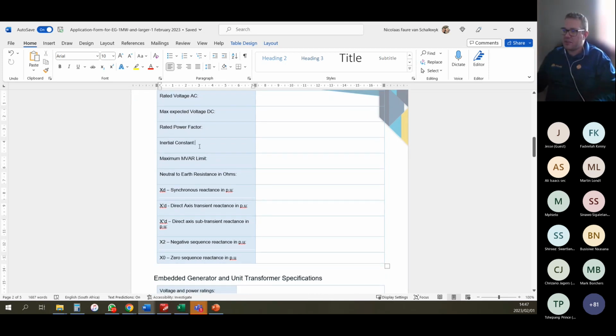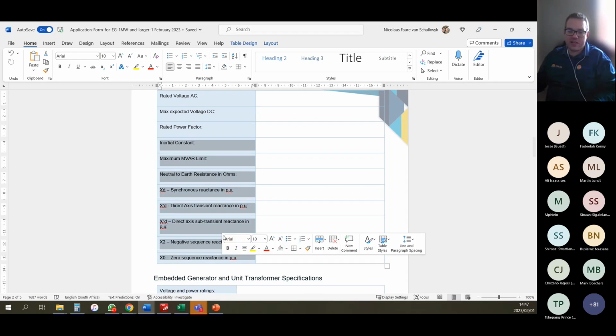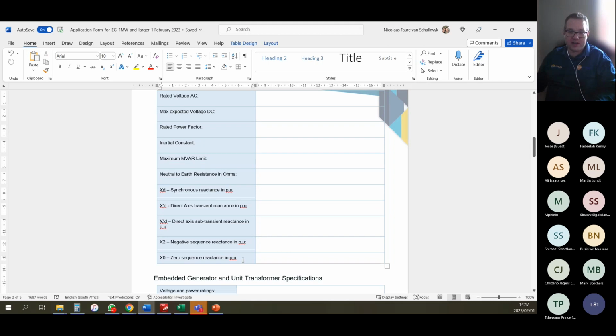And then we're starting to see some other values, and these are typical values that are applicable to wind turbines and to your asynchronous machines and your thermal or diesel generation machines. This information will start to become relevant and important, and that's when you would start providing that as well.